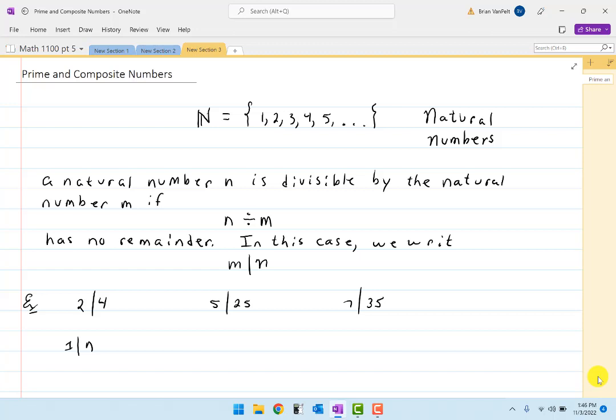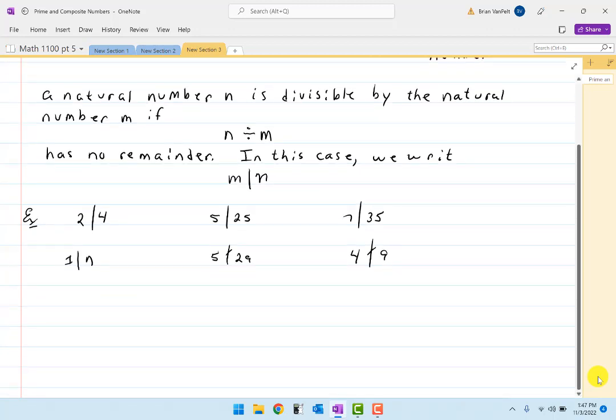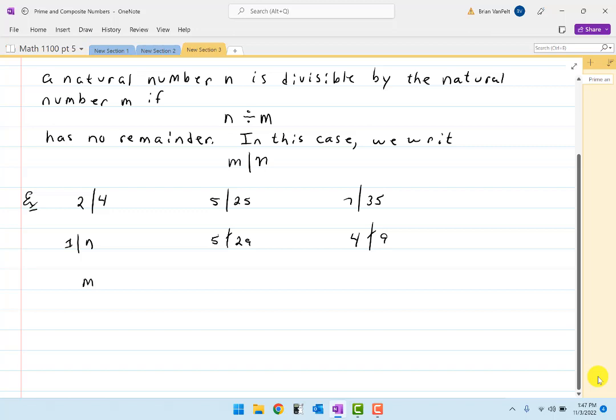We also have notation for if something doesn't go into it. Say 29 would not be divisible by 5. I would use a slash through the notation. So 4, for example, does not go evenly into 9, etc. Furthermore, if a number m is bigger than n, then it's not possible for m to go into n. So we obviously have this not divisible symbol as well.